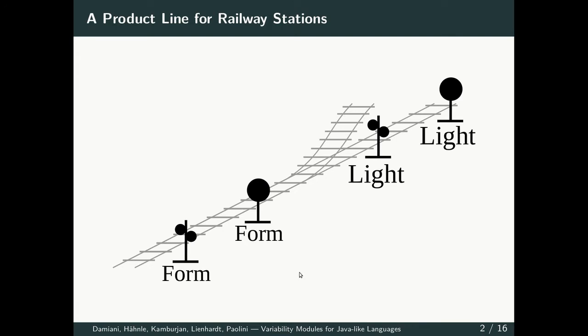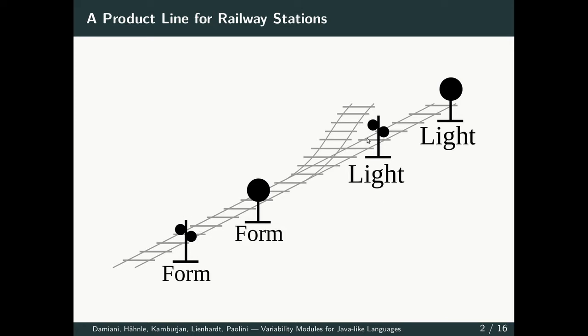Now let's talk about railway stations. This is a railway station, or at least the entry to one, so here's a switch. But now we have four different signals. We have two form signals here and two light signals here. Similarly, we have the main signals and the pre-signals.